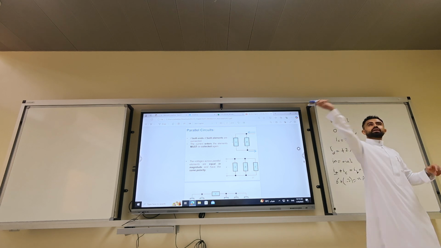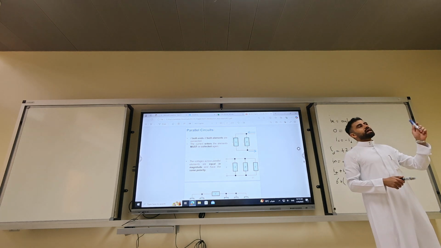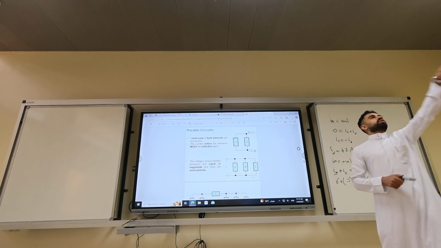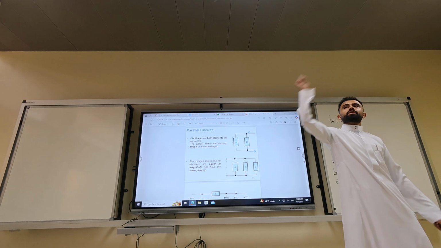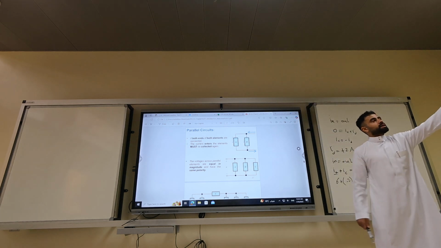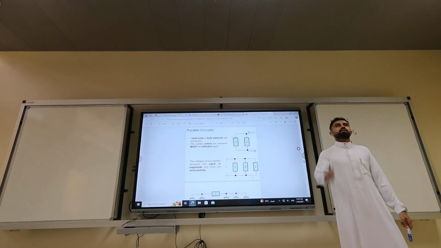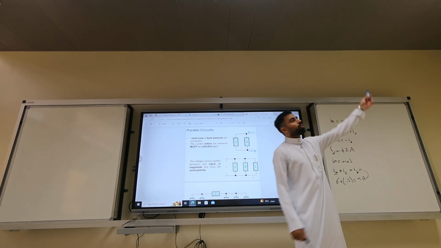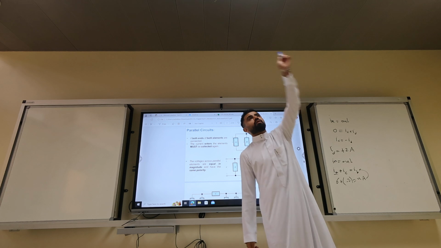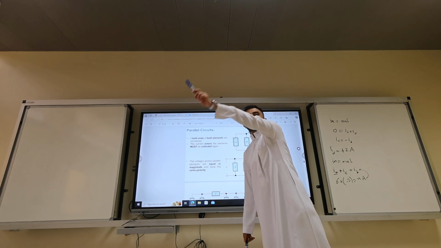Now it's connected in a grid. Let's say that there are no cables going that way. All the cables are connected this way. So we have A, B, and C in series. These three are in series, and these three are in series. Now the whole three is in parallel with those three, which is in parallel with those three.